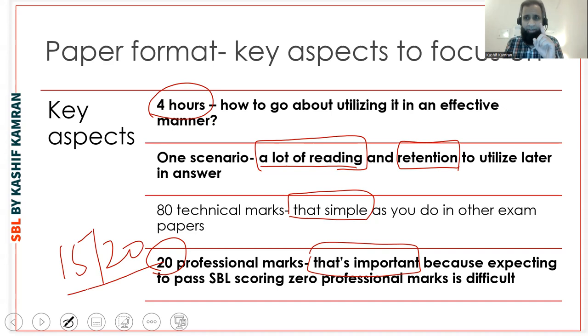So I believe some of the key things in the paper are, first, 4 hours, that is one extra hour. Then the second important thing is a lot of reading and retention. And the third important thing is the 20 professional marks. So you have to pen them down somewhere. Three important things from this paper, and you need to be very watchful of them over the entire syllabus you will be covering.